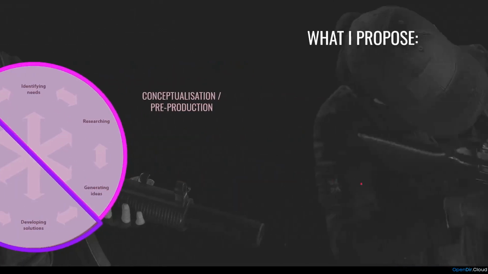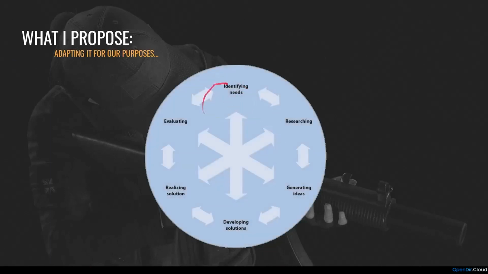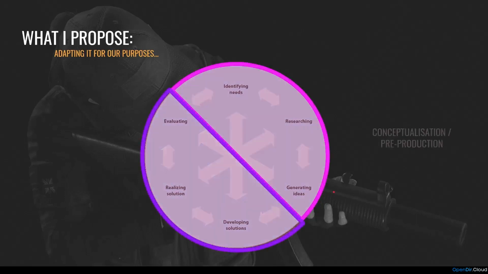Okay, so adapting it for our purposes, we're not going to go with identifying needs, researching and generating ideas, even though that is broadly suitable to what we're going to be doing. I'm going to change it up a little bit. Okay, so we'll keep the two halves, but instead of identifying needs, we're going to put in our character idea there. So that's where our character brief comes in. That's how we're going to think about what our character is, or what we want our character to be.